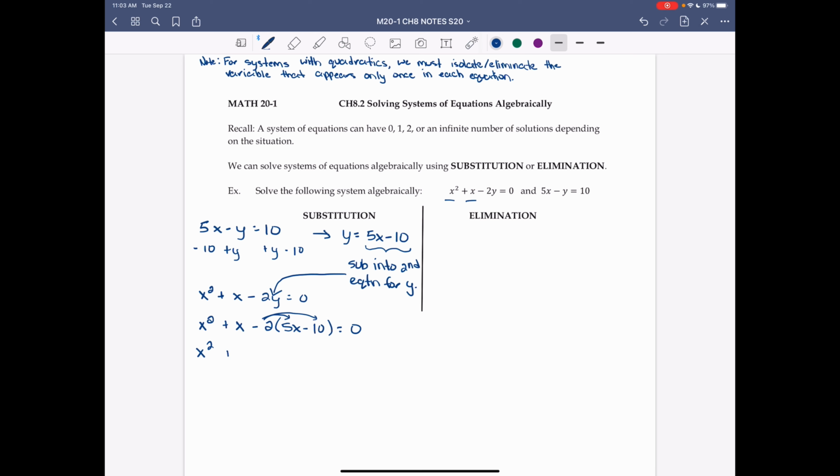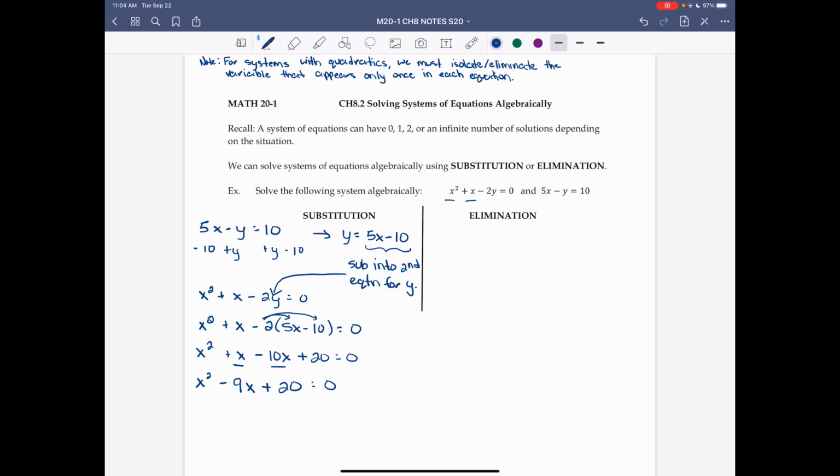x squared plus x, negative 2 times 5x is negative 10x. Negative 2 times negative 10 is positive 20 equals 0. Combine our like terms. We have 1x and negative 10x. So x squared minus x, take away 10x is negative 9x plus 20 equals 0. Okay, we're going to pause there and jump over to the elimination method until we get to the same equation.